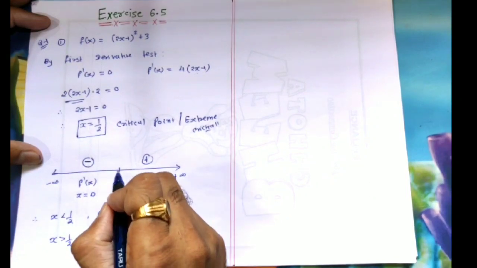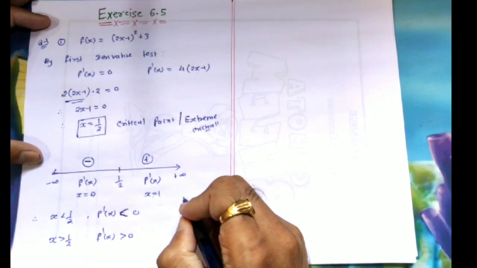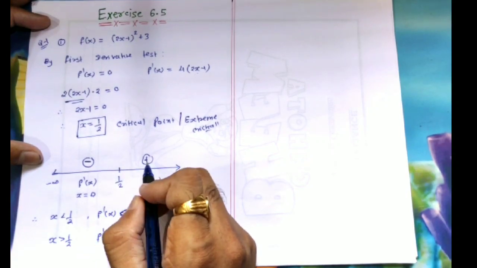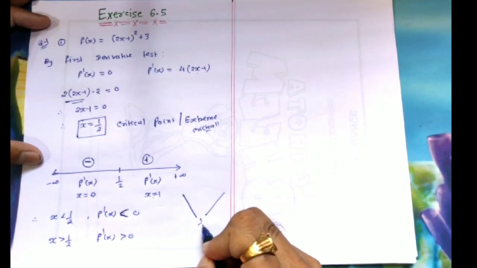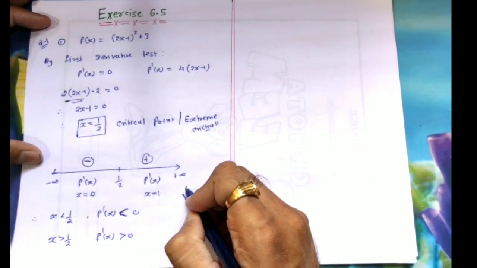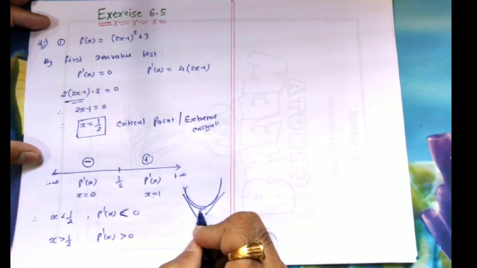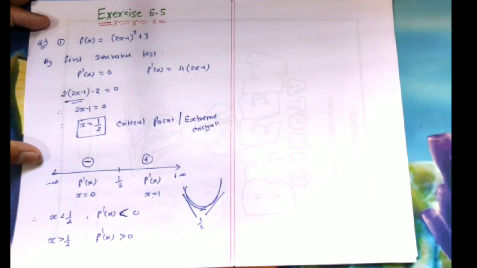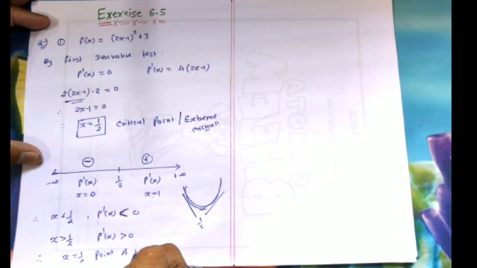Done. So on the left hand side of this 1 by 2 function, f dash x is negative. F dash x is negative means slope is negative. And on the right hand side, f dash x is positive. F dash x is positive means slope is positive. So if slope is negative around this point, on the right hand side slope is positive, our graph will be like this. So for this type of concave graph, what we are getting? Minimum value. So this x equal to 1 by 2 is nothing but the point of minima. So here we can say that x equal to 1 by 2 is nothing but the point of minima.